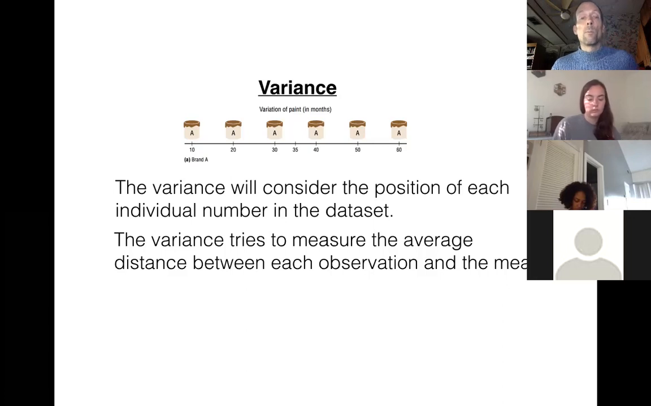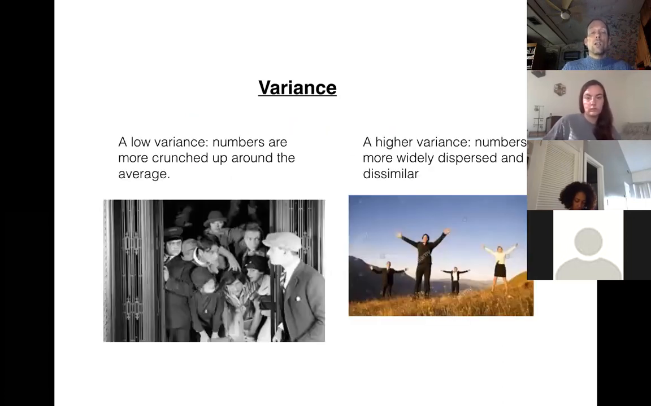Okay, so what we're going to do is just make sure we have the concept down here. If we have a data set that has a very low variance, do you think the values would be really crunched up around the mean of the data set or really scattered apart? Where do you think they would be?